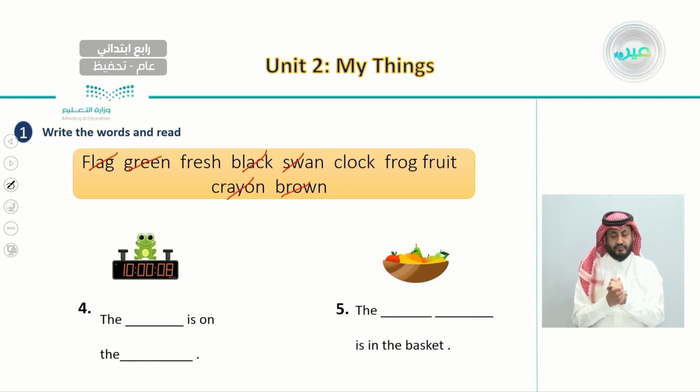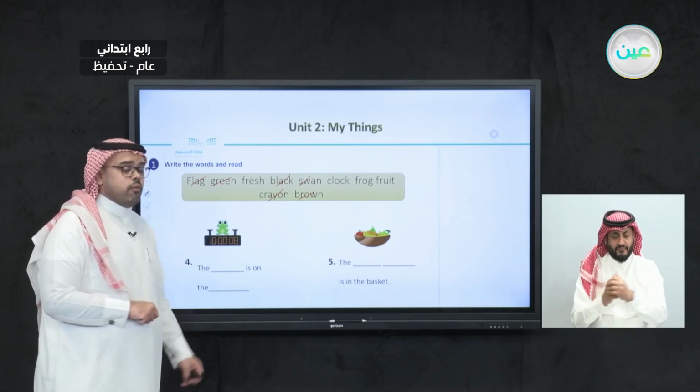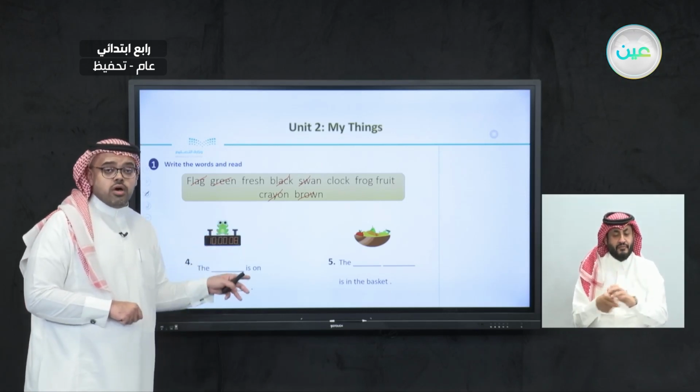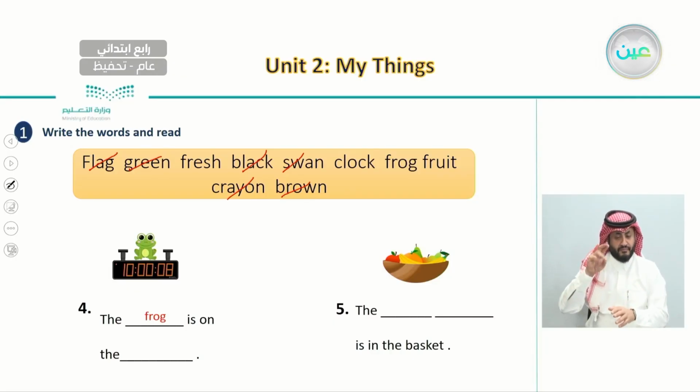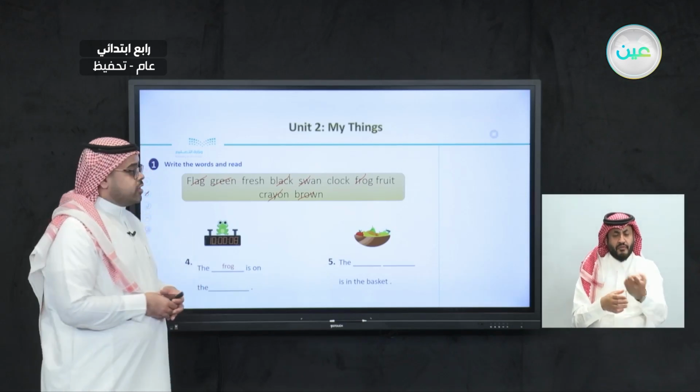So number 4, let's have a look at this picture. What do we call this animal? It is a frog. It is a frog. So here we do cross the word frog. So the frog is on what exactly?